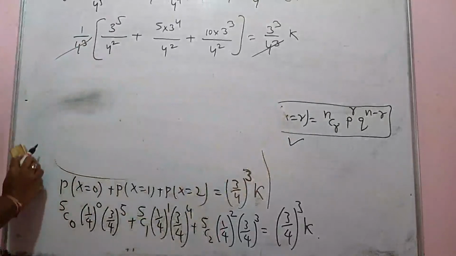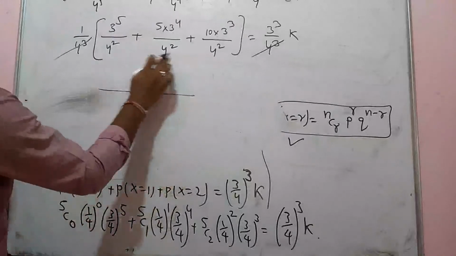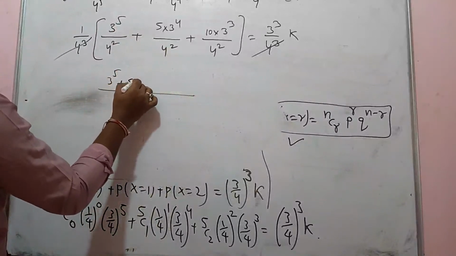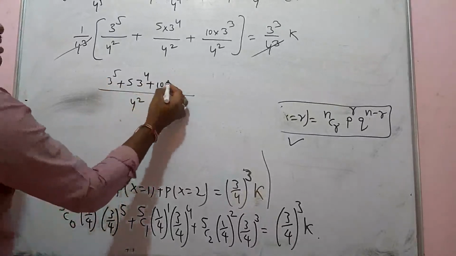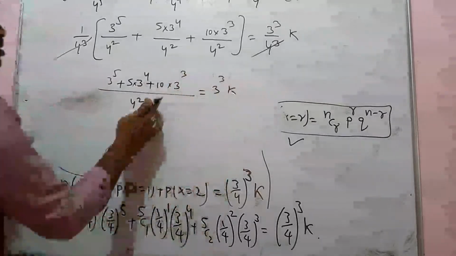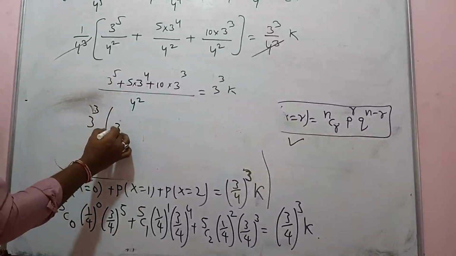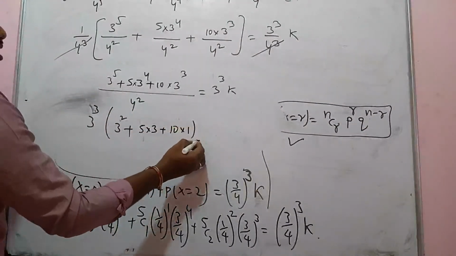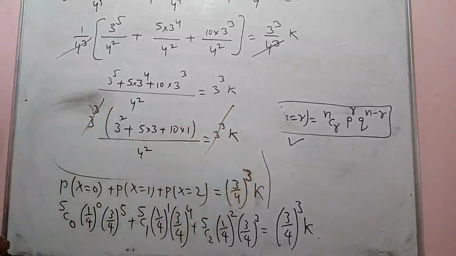Now we have to find the value of k. Now I can take 4 square LCM, so everywhere I get 4 square. I get 3 power 5 plus 5 into 3 power 4 plus 10 into 3 cube. I can take 3 cube common in the numerator. Here I'll get 3 square plus 5 into 3 plus 10 into 1 upon 4 square is equal to 3 cube into k. So this 3 cube will cancel out.